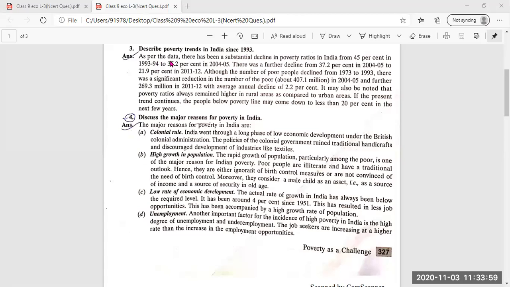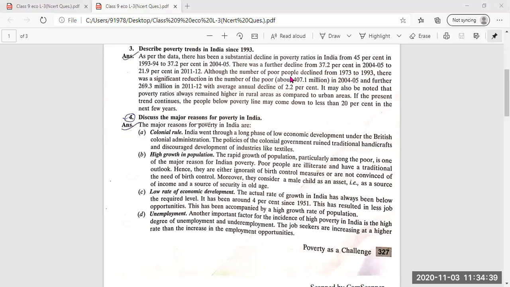1993. Now, as per the data, there has been a substantial decline in poverty. According to the data, if we see, we will find that there is a decline in the poverty ratio in India from 45% in 1993-94 to 37.2% in 2004-5. So this is a certain decline of the poverty ratio, meaning people have maintained the standard way of living. There was a further decline from 37.2% in 2004-5 to 21.9% in 2011-12.